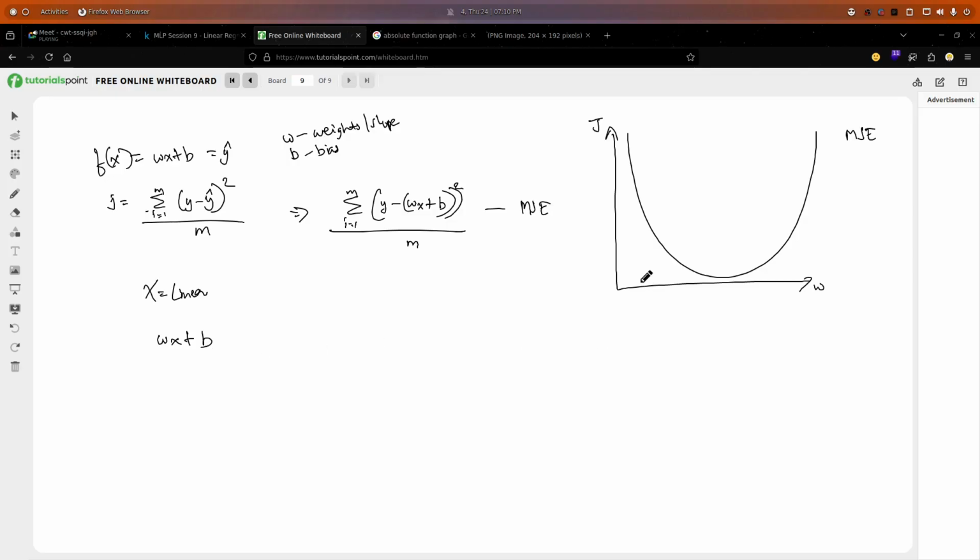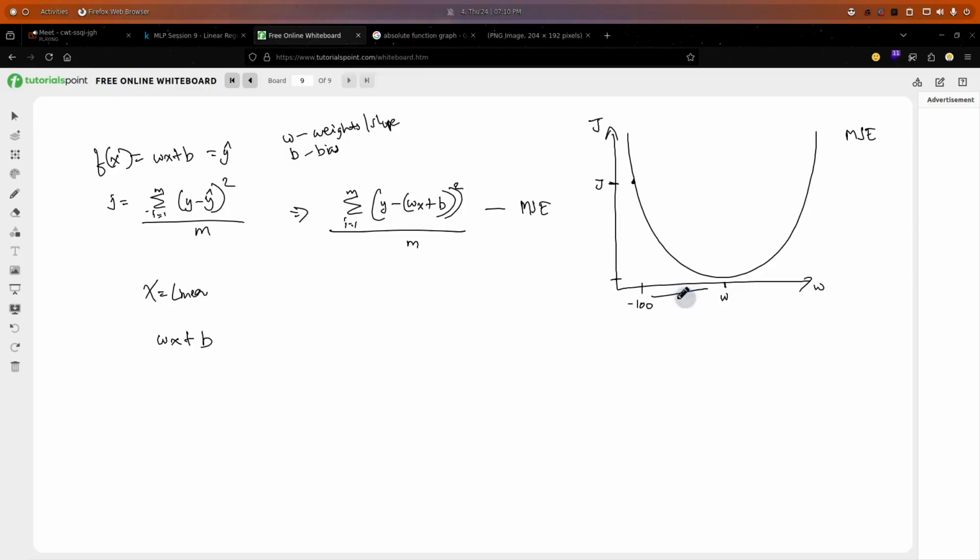Let's suppose we started with a w, let's say minus 100. For the minus 100 we are getting the error here. This is the error which we are getting. And we know the best value of the w where we get the minimum error will be here, right? So हमें जो है -100 से we have to reach this w value.